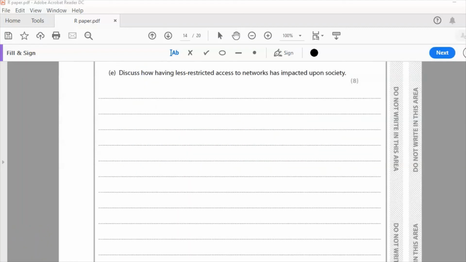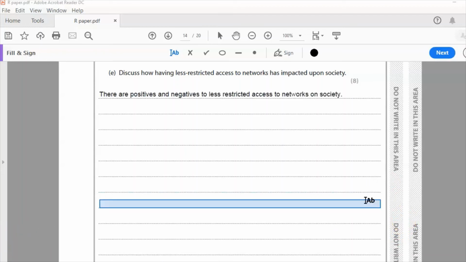Question E, an 8 marker, so it's quite a bit to write here. Discuss how having less restricted access to networks has impacted upon society. So less restricted access means that people can access more content. So you need to look at that. And what you need to be looking at are plenty of positives and negatives.